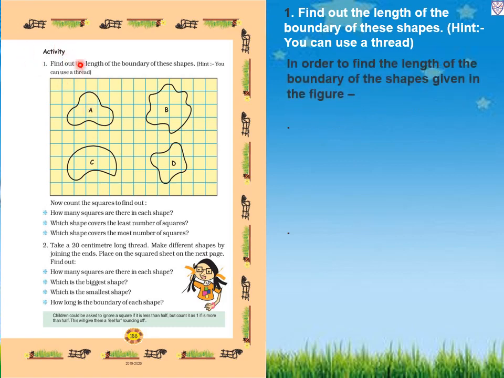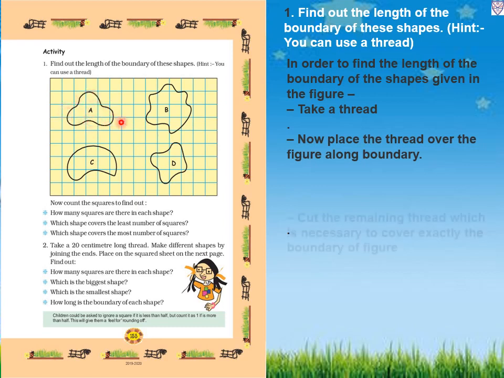First, find out the length of the boundary of these shapes. We have to find the boundary of the shape with the help of a thread. In order to find the length of the boundary of the shapes given in the figure, first we have to take a thread. Now place the thread over the figure along the boundary, according to the shape of the boundary.